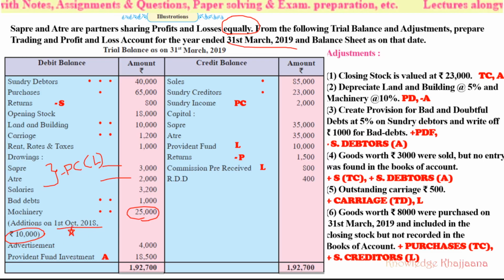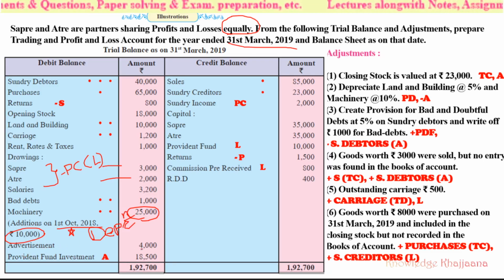Okay, so it is a hidden adjustment. Why is it a hidden adjustment? Because machinery is a fixed asset, and we have to consider its depreciation. While calculating the depreciation, we have to remember this, because the period is an important thing in calculating depreciation. Then advertisement, profit and loss account debit side.